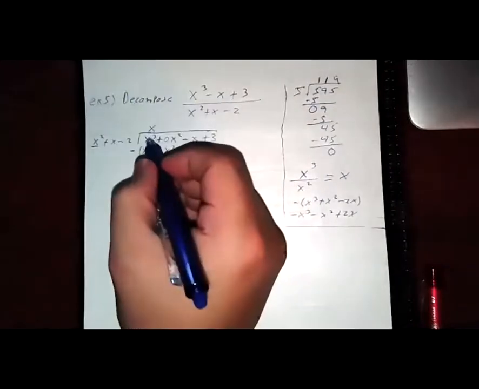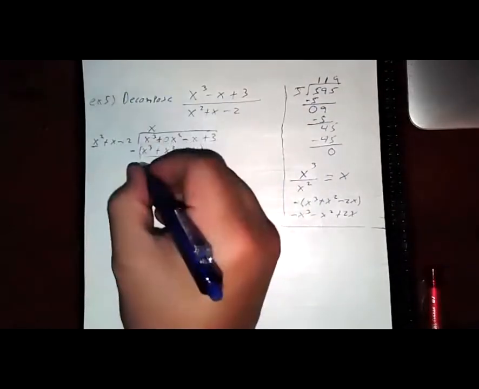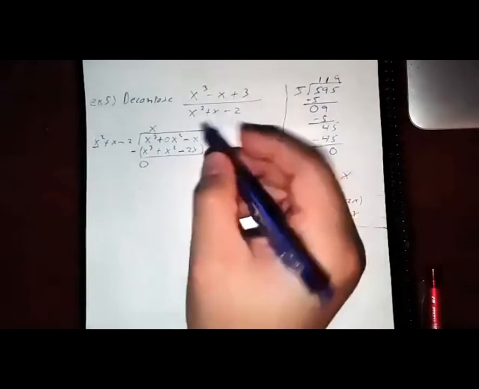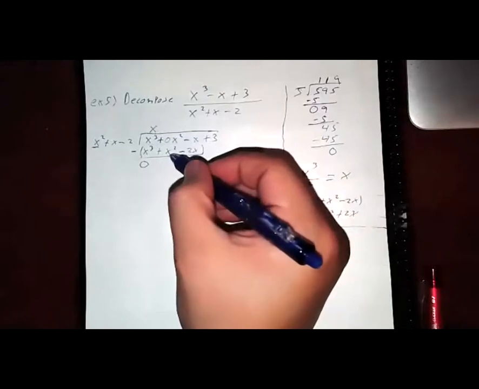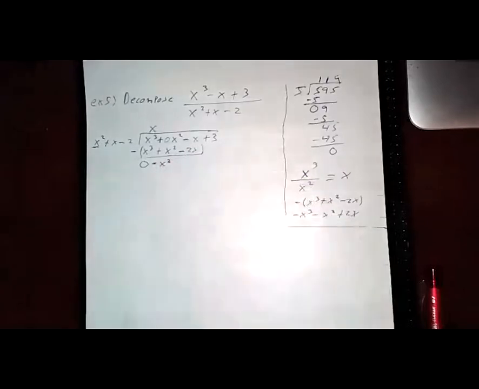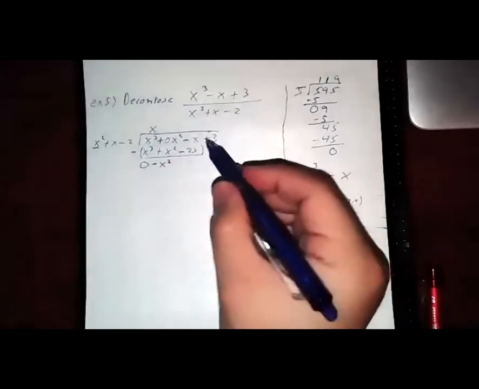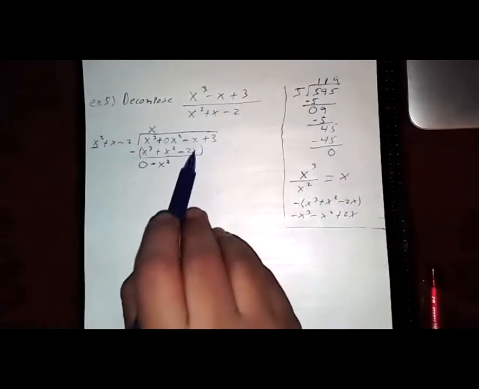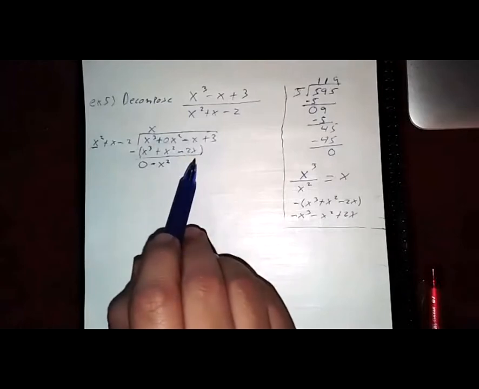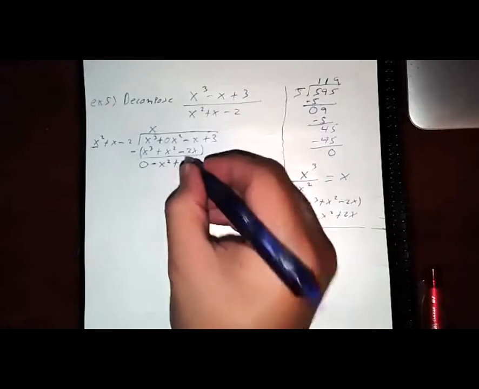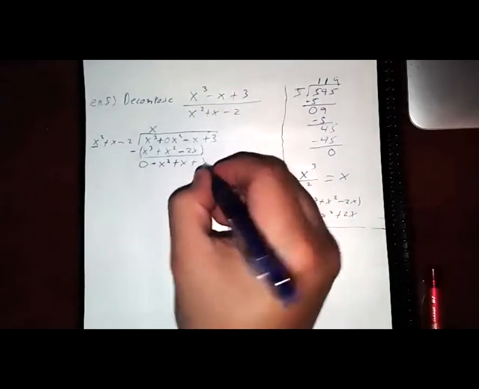So x cubed minus x cubed is 0, correct? 0 minus x² is negative x². Negative x minus a minus x is plus 2x, right? So it's negative x plus 2x. Oh, yeah, that's x. Then I'll just bring down that 3 just for the heck of it.